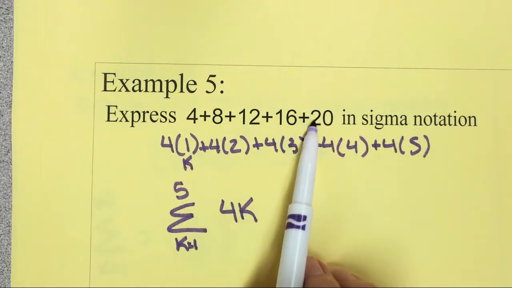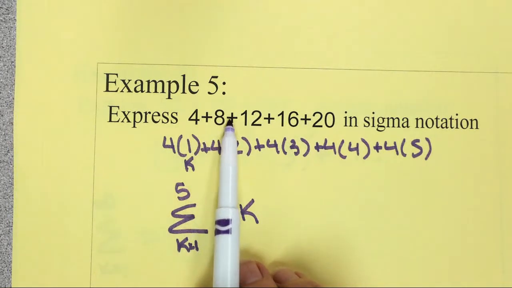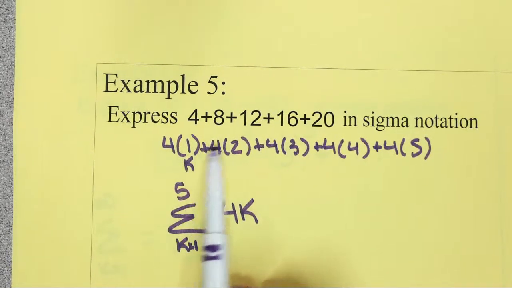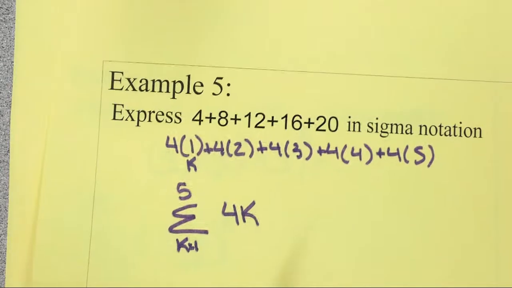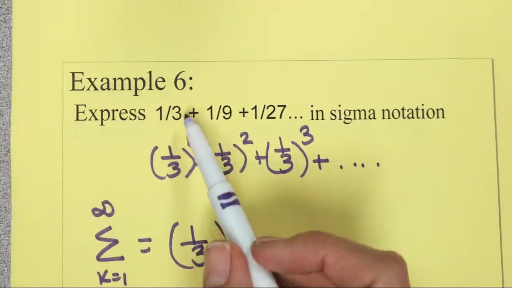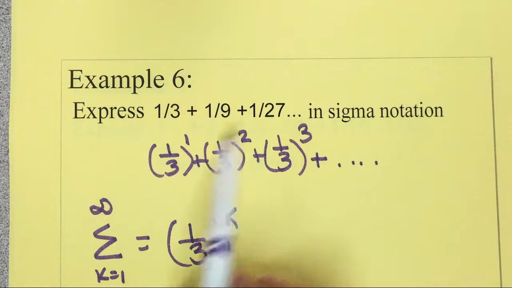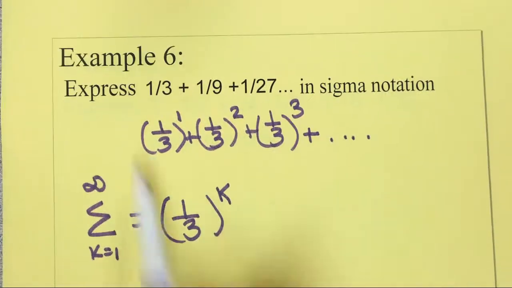All right, so let's recap one more time. If you have repeated addition, I added 4, added 4, added 4, added 4 to get the next number, then we're going to write it as multiplication. If you have repeated multiplication, 1/3 times 1/3, 1/9 times 1/3, we're going to write it as a power.